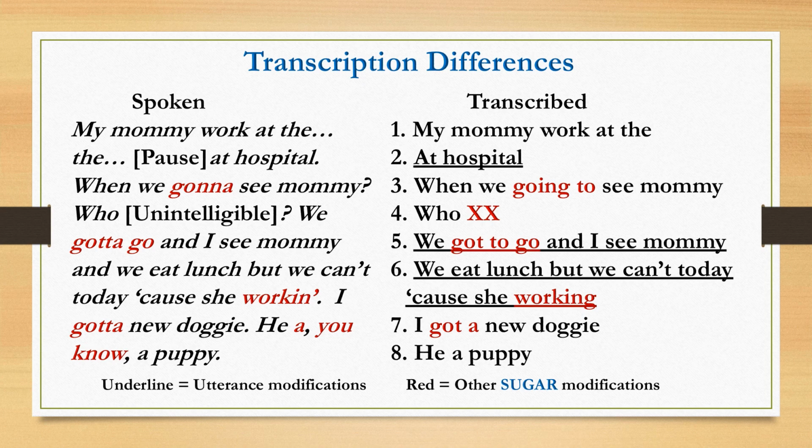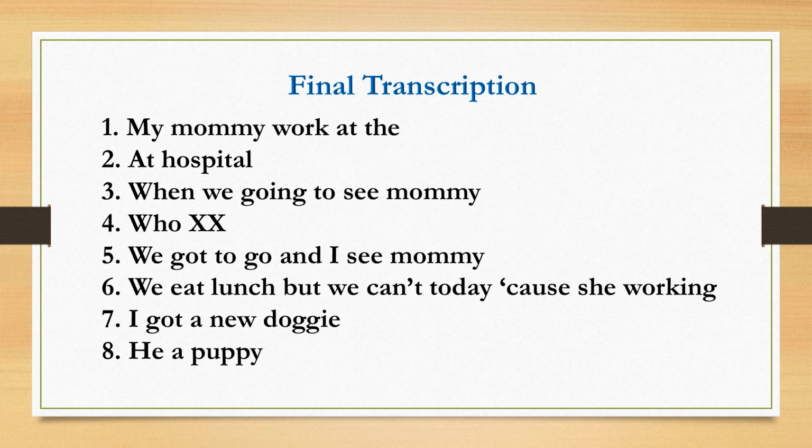In this slide, you're going to see the transcript of a child. On the left side is what the child actually said, and on the right side, it's transcribed according to the SUGAR methods. Notice on the left side, you see several words that are in red. For example, you see, "When we gonna see mommy?" That's utterance number 3 on the right side, and you'll see it was transcribed as, "When we going to see mommy?" Similarly, on the 4th line down, "who" with the unintelligible word. You'll see utterance number 4 on the right side was transcribed as "who" and then XX for the unintelligible word. This slide shows you the final transcript. This is exactly how the transcript should look once you have it transcribed, because now it's ready for analysis.